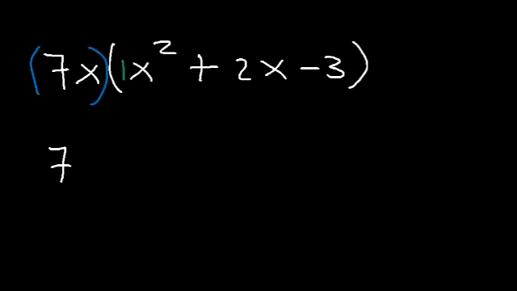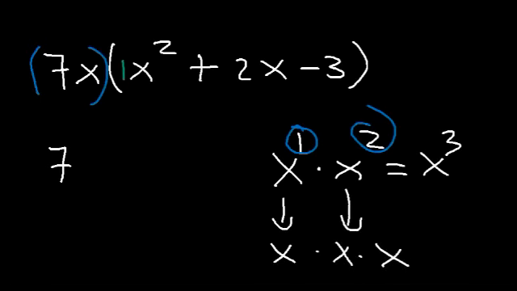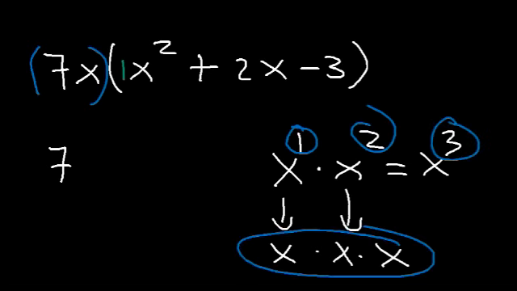Now what's x times x squared? X is the same as x to the first power times x squared. Whenever you multiply variables, you need to add the exponents. 1 plus 2 is 3. So this is x cubed. X to the first power is simply x. X squared is x times x. Together, you have a total of 3 x's multiplied to each other. That's why it's x cubed.